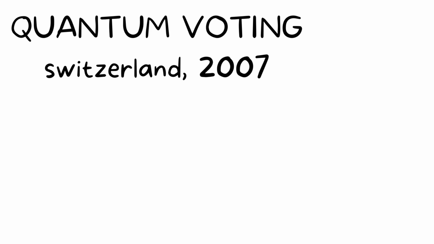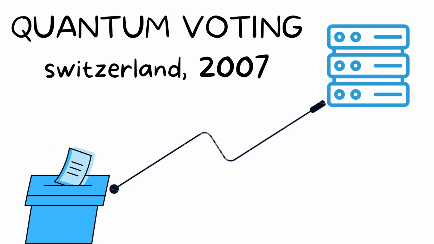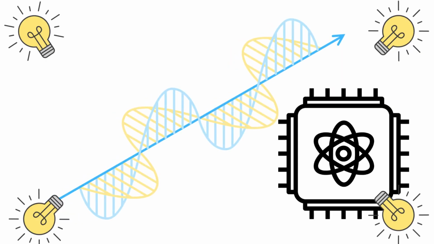But the application of this encryption method is not unprecedented. In 2007, Switzerland attempted to protect the citizens' in-person voting ballots by sending them to the government's central data repository through a quantum connection via fiber optic cables. There's a high possibility that something like this could be implemented in the near future, and this is not as far away as one might think.